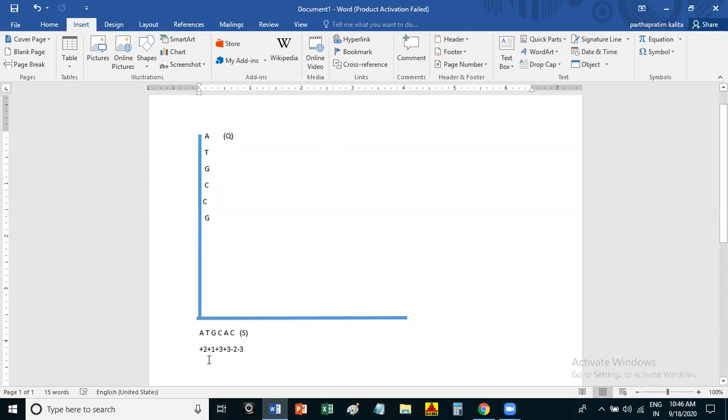At the same time, there are 6 nucleotides, no? Out of 6 nucleotides, 4 are matching and 2 are not matching. So you can calculate the percentage of identity. Out of 100, how much will be the matching percentage? You can calculate. That will be your percentage of identity or percentage of similarity.